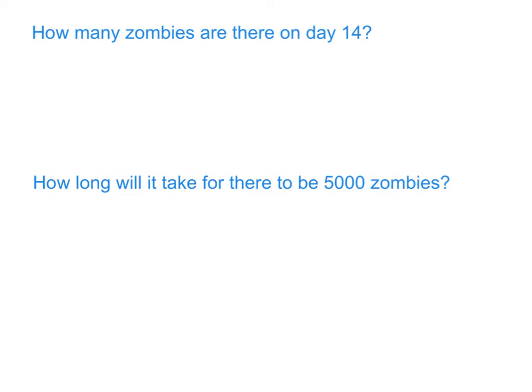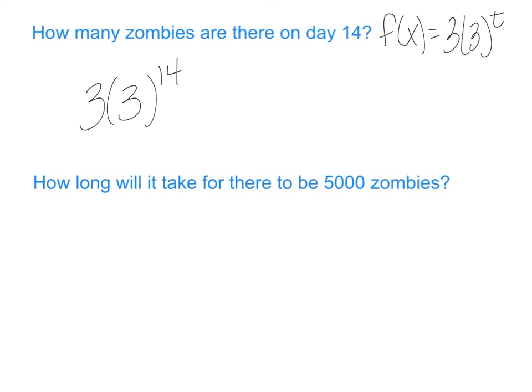When it asks for a model, it's asking you for that equation in the general form A times 1 plus r to the t. Having that equation is really helpful when we want to make some predictions farther on down the road and we don't want to continue to have to make the table. So remember our equation, f of x is 3 times 3 to the t. So I want to know how many there will be on day 14. 2 weeks later, how many zombies will there be? So it's 3 times 3 to the 14th power.